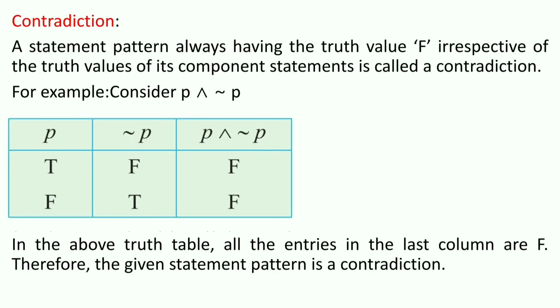Contradiction. A statement pattern always having the truth value F irrespective of the truth values of its component statements is called a contradiction. For example, p and negation p. Here the p column is true, false and negation p is false, true, and p and negation p is false, false. In the above truth table, all the entries in the last column are F. Therefore, the given statement pattern is a contradiction.